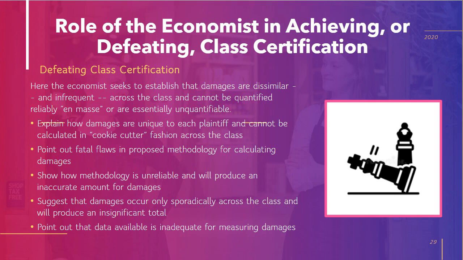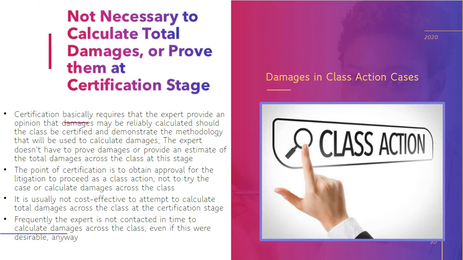One thing that I try very hard when I'm contacted on a class action case, particularly if there's not a lot of time remaining before I'm to produce a declaration, is that it really isn't necessary to calculate total damages or prove them at the certification stage. All this really is sort of a theoretical blueprint for how, once you're provided with all the data and the class is certified, you are going to calculate damages. But you do not have to prove damages, nor do you have to calculate them at this stage.